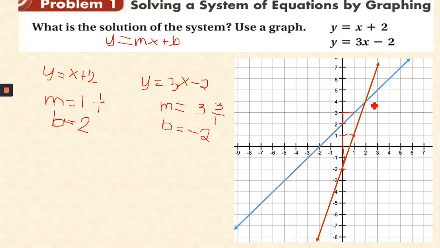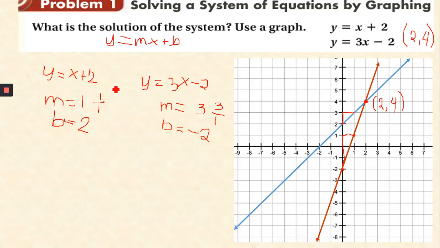Now, try to observe. The two lines intersect at this point. So this point represents the solution of the given system. We are going to determine the coordinates of this point. We have x is 2, and y is 4. Therefore, the solution of the given system is (2, 4).